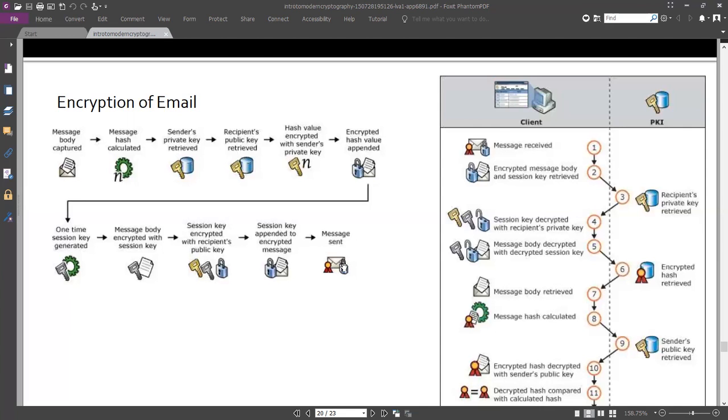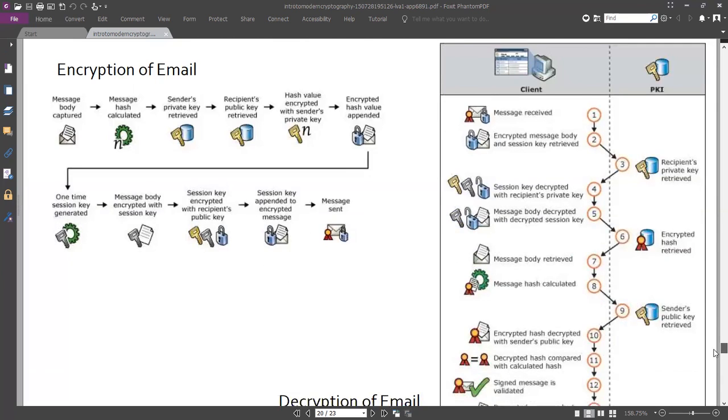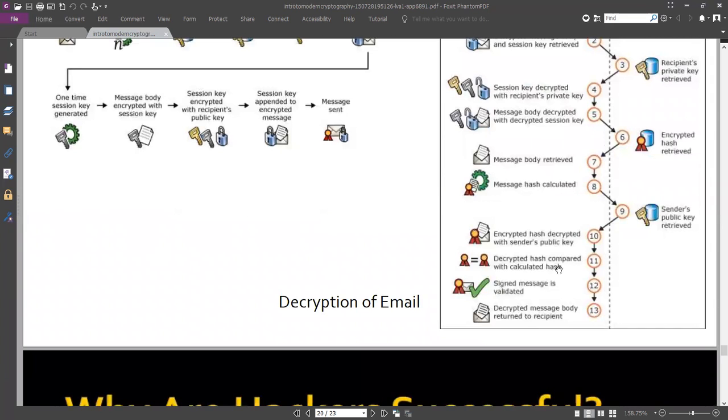So the same process happens on the other side, so you have to decrypt it the same way. So this is the client, and this is the private key in implementation of all the encryption. We have the first step, second step, third step, fourth, and then you get a decrypted hash compared with the calculated hash, and then the signed message is validated. So that's how the email happens.